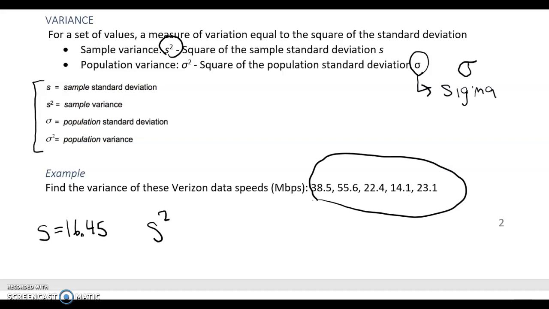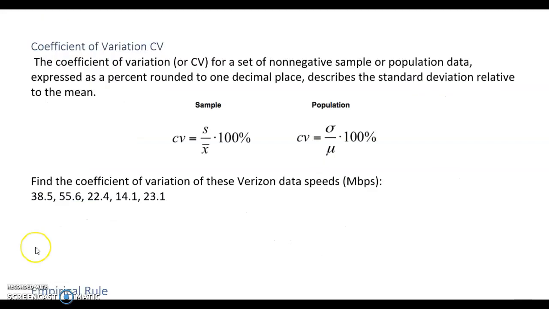So S squared is going to be 16.45 squared. We get 270.60 megabits per second squared. Notice the units are squared, and I'm still rounding 1 more decimal place out than my original data.